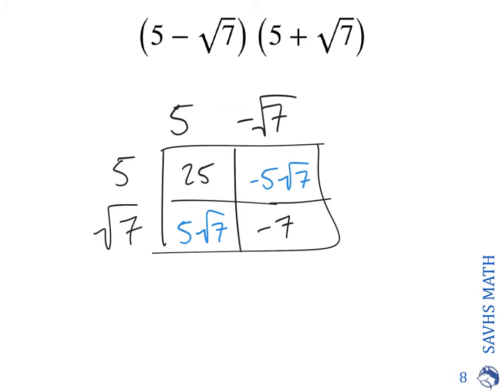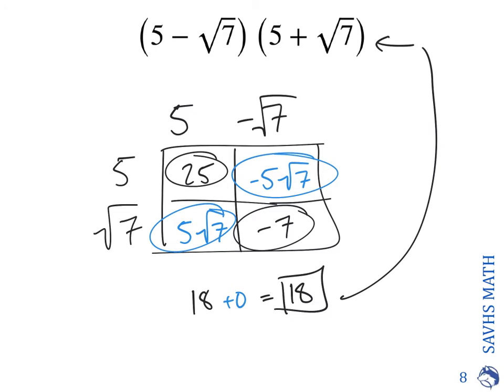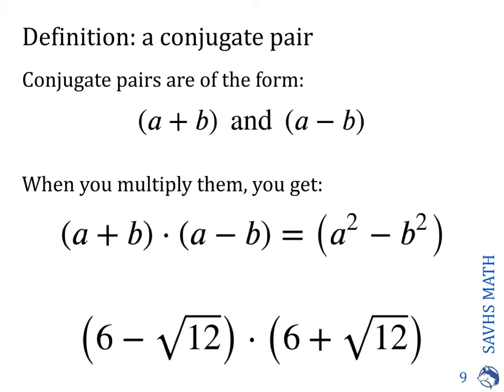Okay, so check this out. What do we get? Well, we get these two together, and that gives me 18. And then these two add to 0. And so my answer here is 18. And this seems like a surprising result because we started with radicals and we ended up with something that is not a radical, but they're equal. The reason for this is that was a conjugate pair. Conjugate pairs look like A plus B and A minus B. The A and the B, it doesn't matter what they are, they're the same thing.